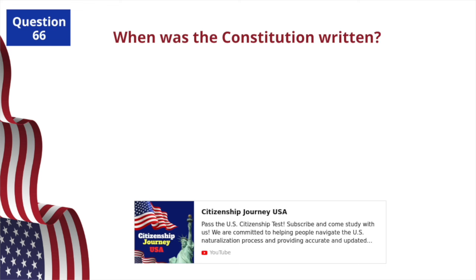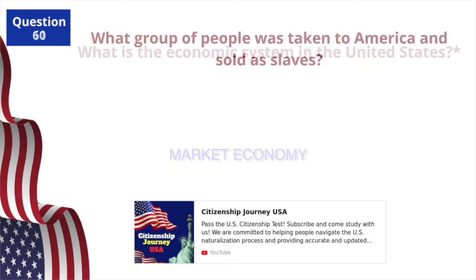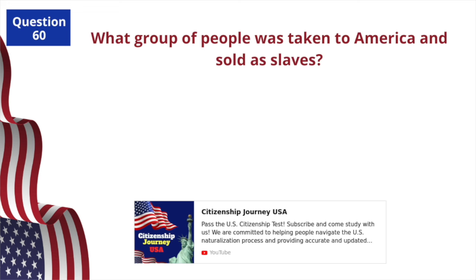When was the Constitution written? 1787. What is the economic system in the United States? Market economy. What group of people was taken to America and sold as slaves? Africans.